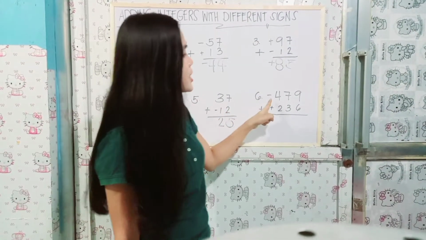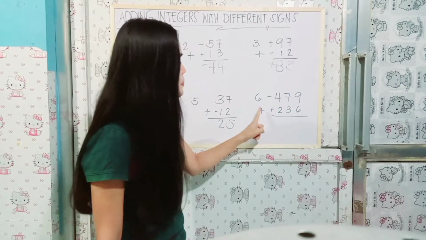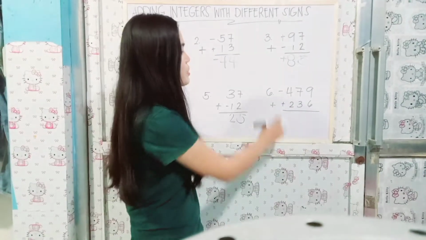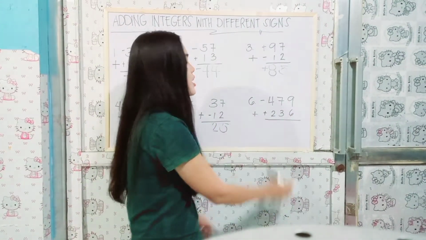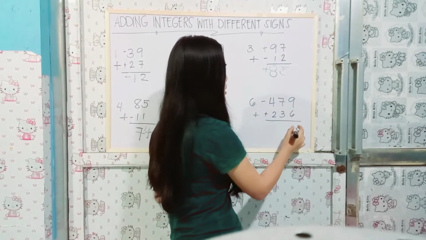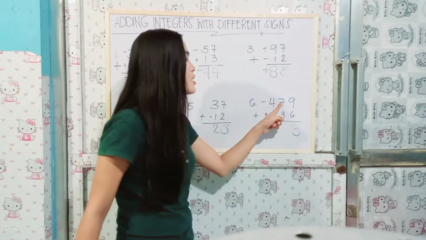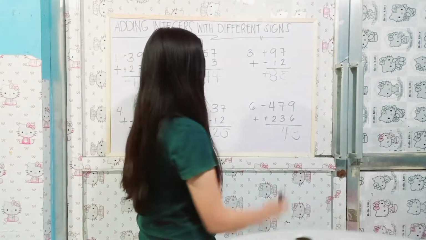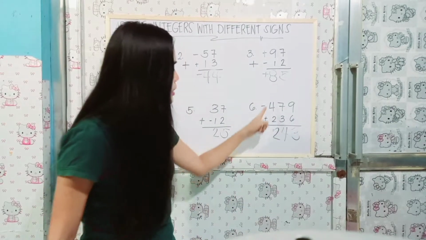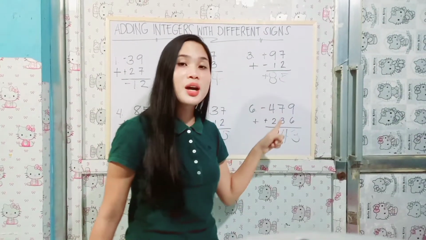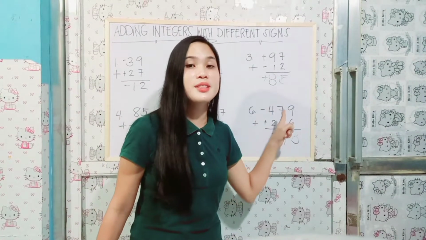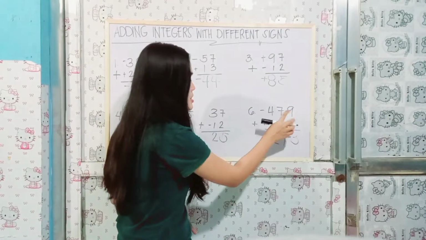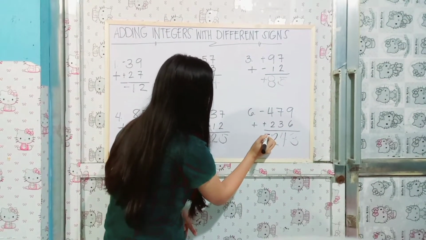Next, we have negative 479 plus positive 236. Okay, they have different signs, so let's subtract. 9 minus 6 is 3. 7 minus 3 is 4. 4 minus 2 is 2. And we will look at the addend. The addend that has greater absolute value is negative 479. So we will copy the sign of negative 479, which is negative.